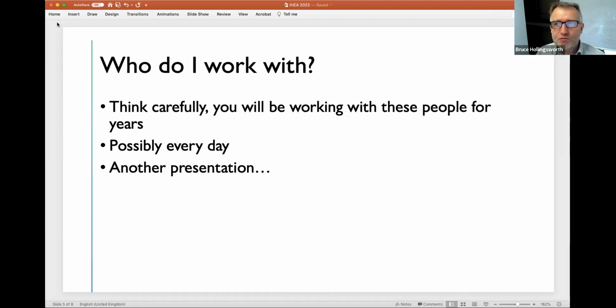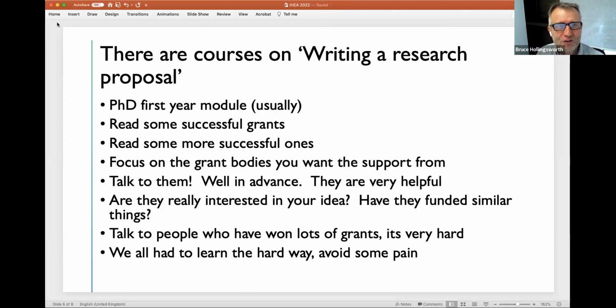A slight aside really, but when you're thinking about your research questions and what you do, one of the best pieces of advice I was ever given was think carefully about who you'll be working with and the team you're putting together. It's really important. You'll be working with these people for a long time, possibly every day for a number of years. So there's probably another presentation to give on that, but it's something to bear in mind when you're thinking about going for grants and research questions.